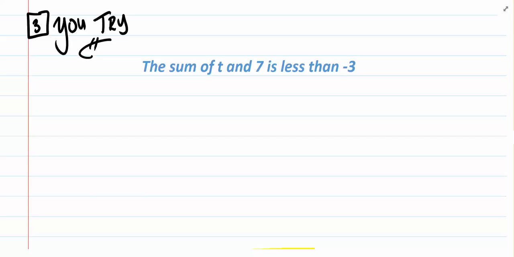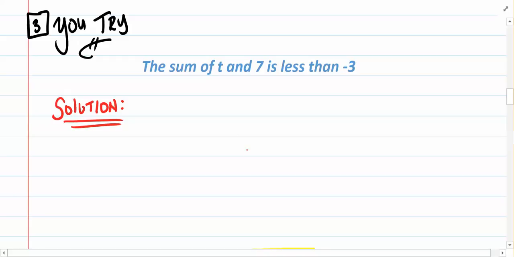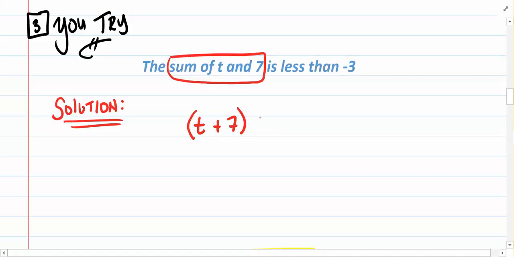Box number 3 is a U-try. I'd like you to write the inequality: the sum of t and 7 is less than negative 3. Here is the solution. The sum of t and 7, so that would be t plus 7. That right there represents the sum of t and 7, is less than negative 3.